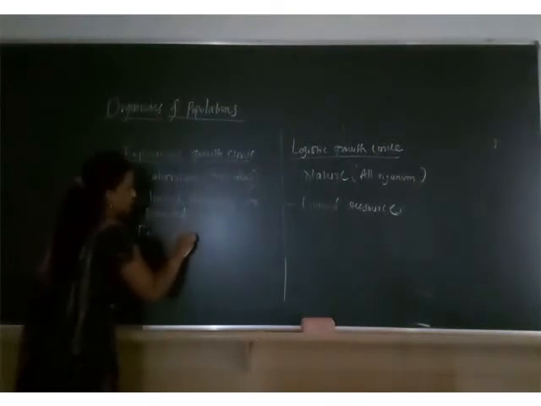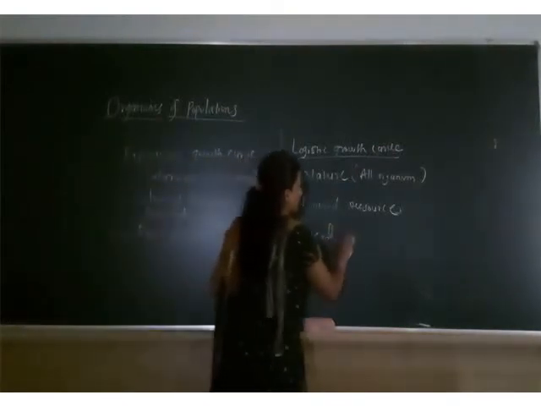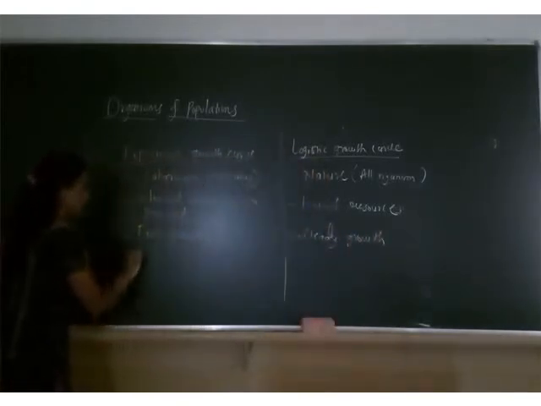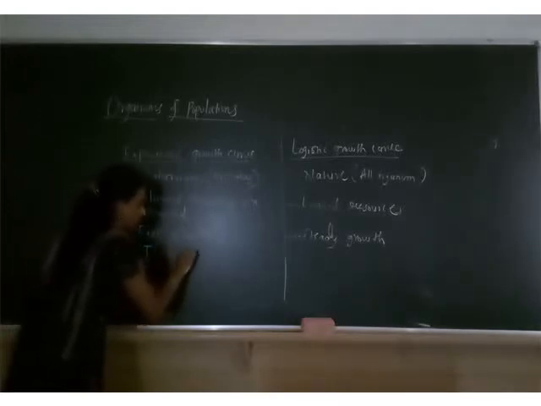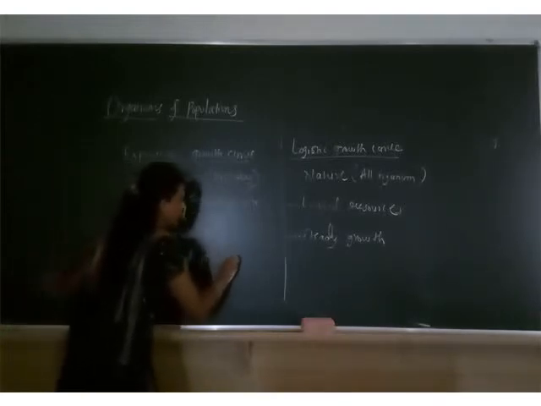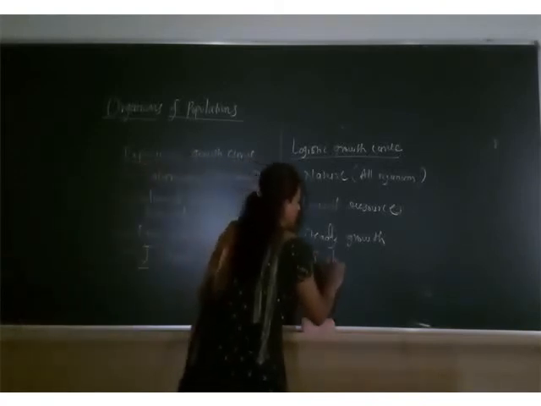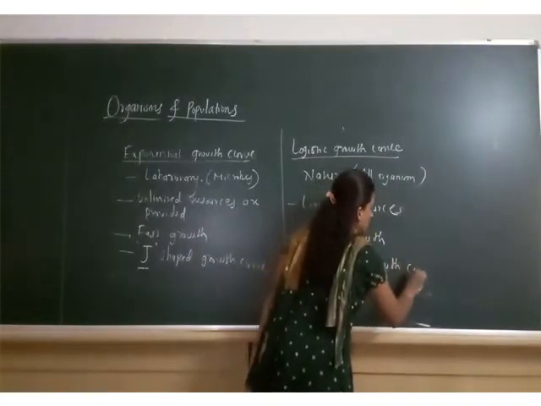Next one. Fast growth here. Steady growth here. Here this is the J-shaped growth curve, and here the S-shaped growth curve.